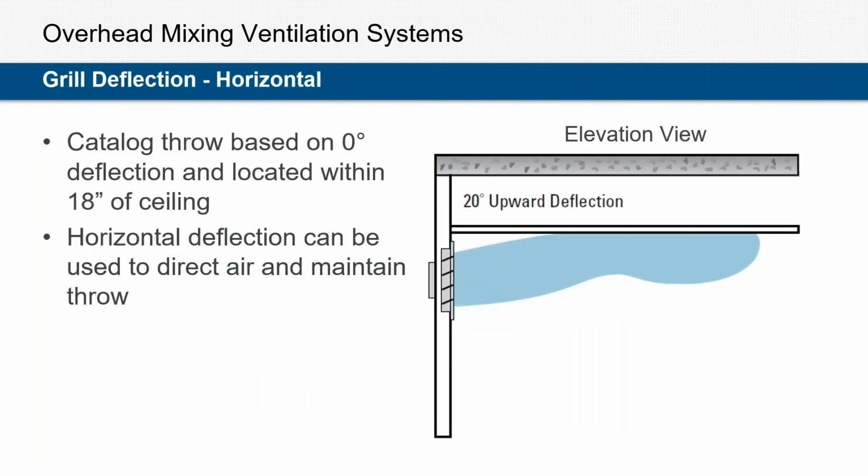When we're using sidewall grills, ideally we want them located within 18 inches of the ceiling so that we can maintain that throw. If that's not possible, the idea of using either double deflection or single deflection grill to direct it up towards the ceiling can help us maintain that throw that we're looking for, projecting it up towards that surface.